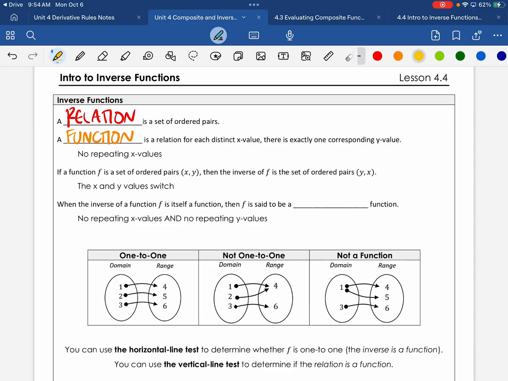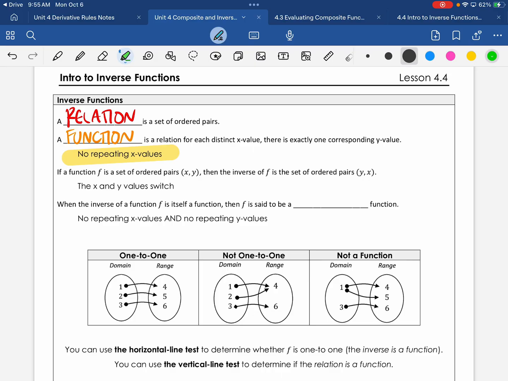So a relation is a set of ordered pairs. Any kind of ordered pair is a relation. A function is a special kind of relation that has distinct x values. We talked about that at the very beginning of the year, but functions do not have repeating x values. So no repeating x values for functions.